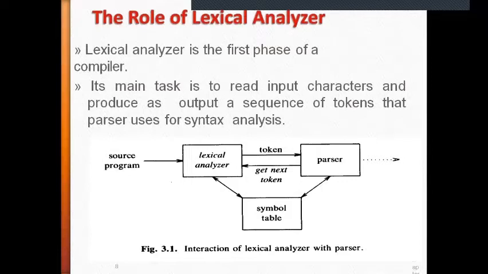The main task is to read the input characters and produce as output a sequence of tokens that the parser uses for syntax analysis. So this is the main role of a lexical analyzer.